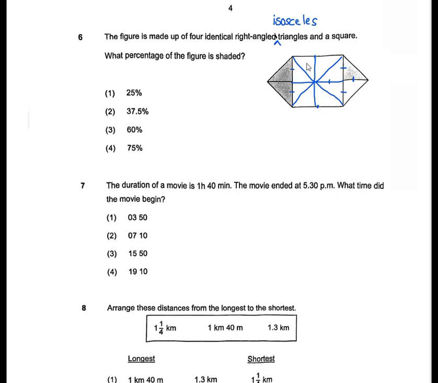So in total, I have 1, 2, 3, 4, 5, 6 on top, 6 below. So totally, I have 12 triangles here. And out of 12, how many are shaded? 1, 2, 3 are shaded. So 3 over 12, which on simplification becomes 3 times 1 over 3 times 4, so that is 1 by 4. And if I want to convert this fraction into a percentage, what I do is times 100%. So that's how you convert a fraction into percentage. 4 times 25 is 100. So the answer is 25 percent. So the first option is the answer.